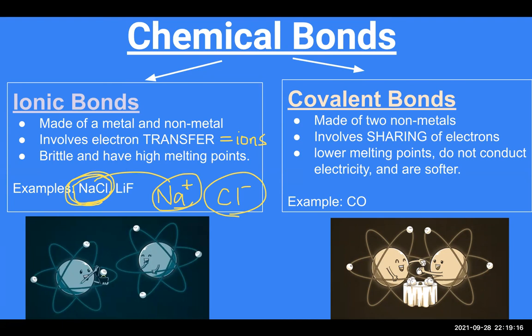Covalent bonds are made of 2 nonmetals. So these are 2 elements that are both on the right side of the periodic table. They do share electrons rather than transfer. So for this, there are no charges.